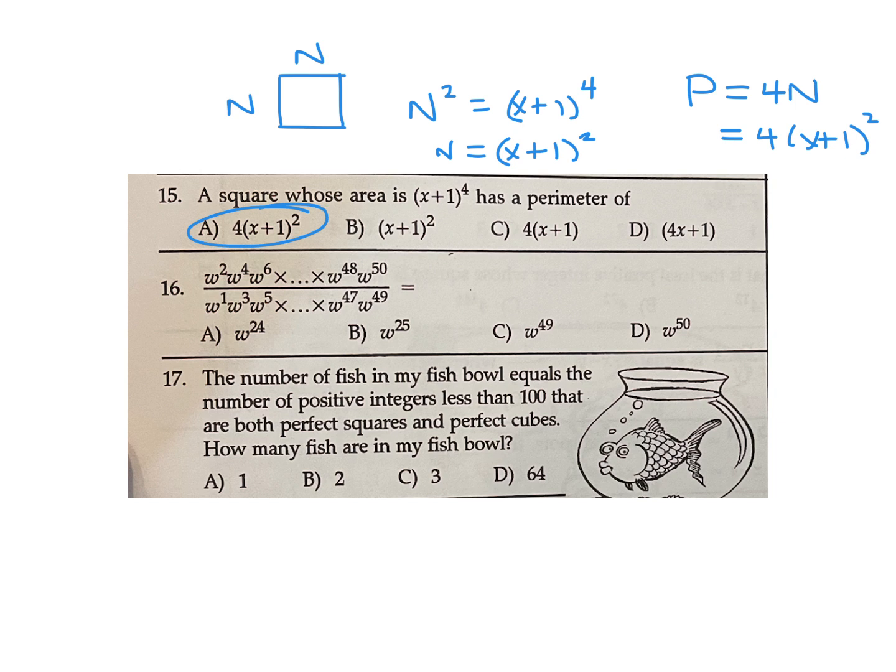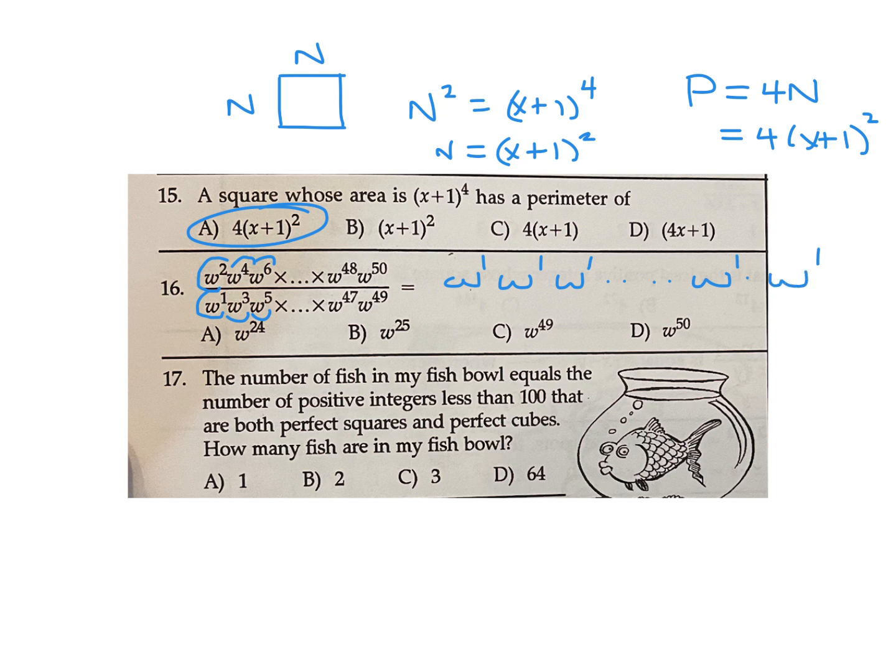Okay, 16, this whole thing here, let's see, what do we got? We got W2, W4 all the way to W50, and on the bottom we got W1, 3, 5 all the way to 49. Interesting. Well, if I take these one at a time, the first one on the top and the first one on the bottom, that leaves me with W to the power of 1. Same thing for the next one, W4 over W3, using the exponent laws, you'd have W to the power of 1. And then so on. 6 and 5, it would be 6 minus 5, which is W to the power of 1. And you just keep going all the way to the end, W to the power of 1, W to the power of 1.